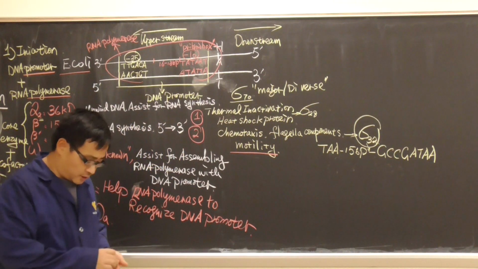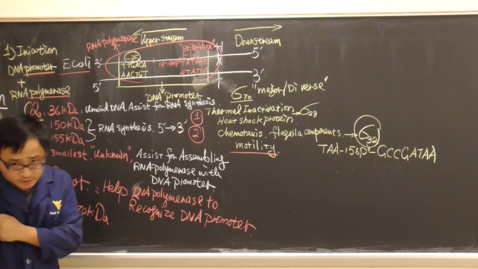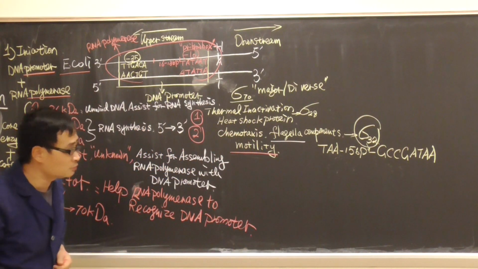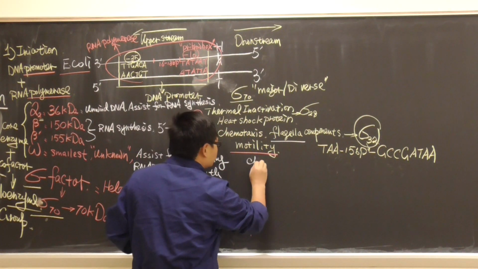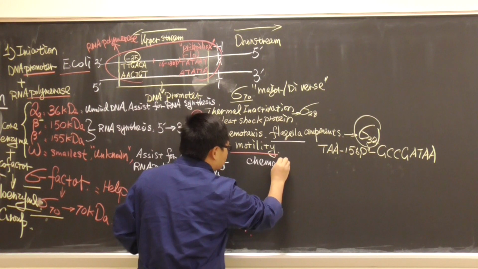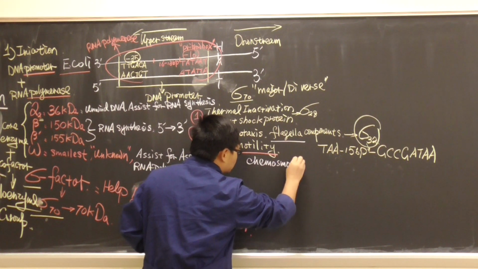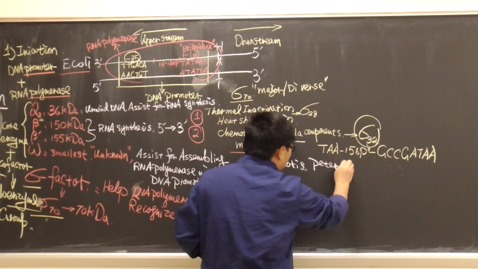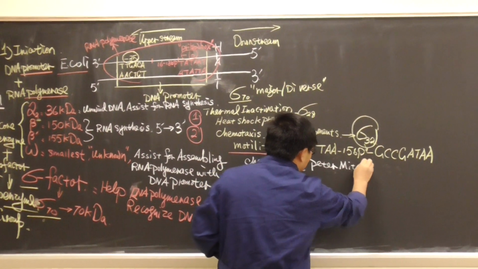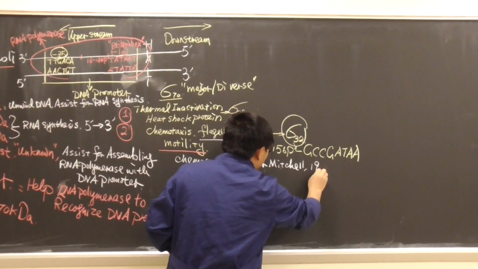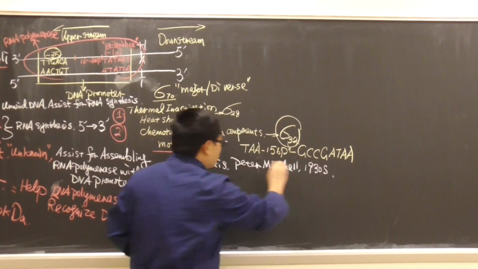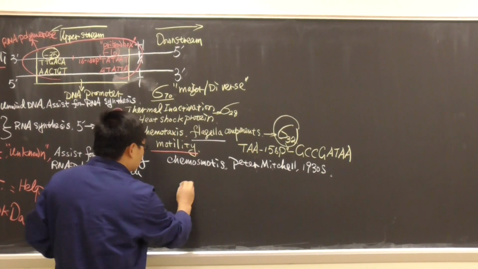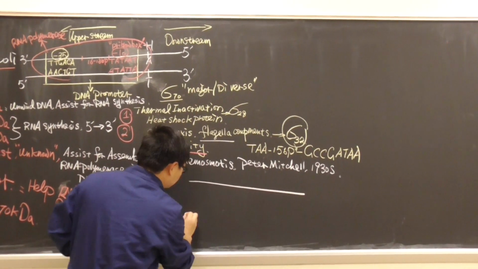Talk about motility. Do you still remember? It is important. Talk about the flagellar components. Do you remember a theory called chemiosmosis? Who mentioned that? Peter Mitchell. In the 1930s, he won the Nobel Prize in 1960. What is this about? Do you remember it?